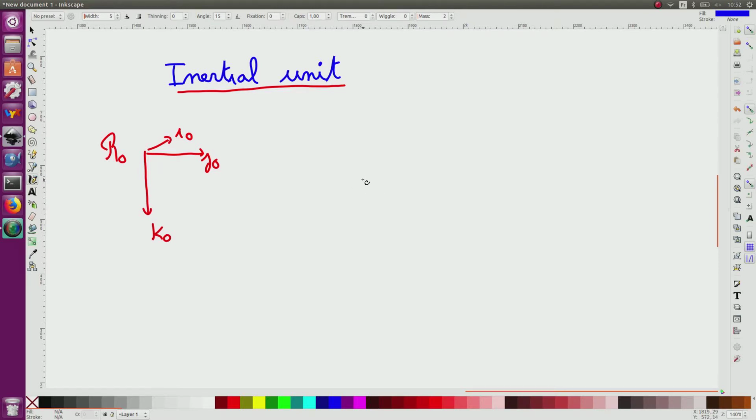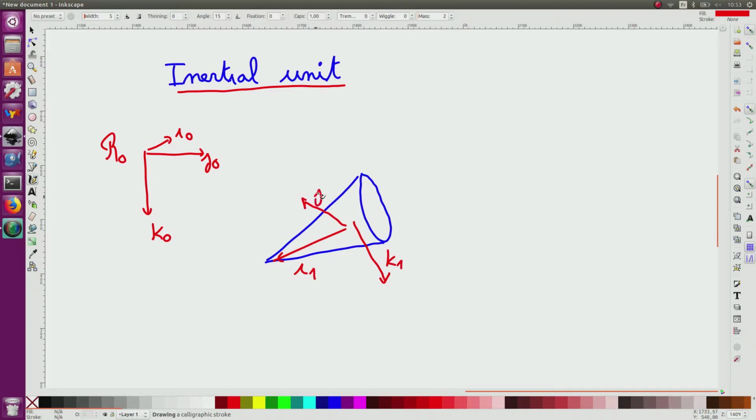Inertial unit. So we consider here a vehicle. It can be, for instance, an underwater submarine, or it can be a plane or a car or whatever. And for this vehicle, we associate a frame. So here K1 directed to the bottom, A1, and on its right J1.